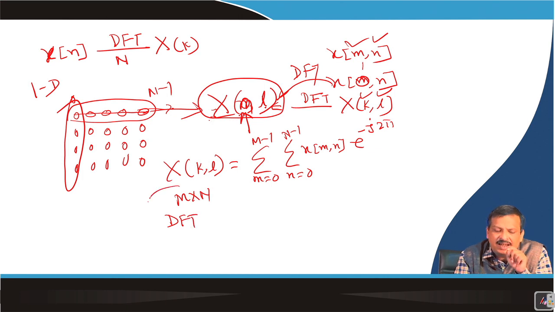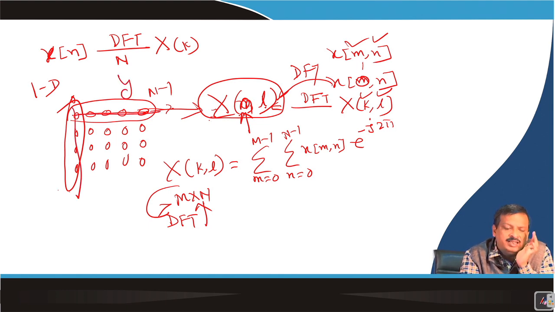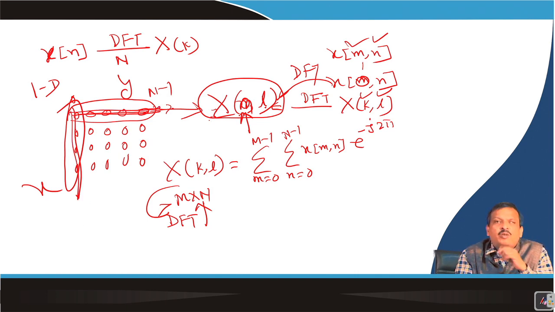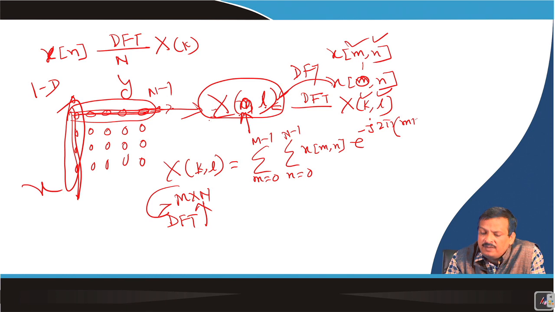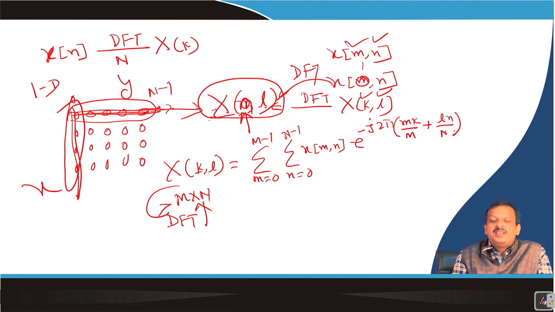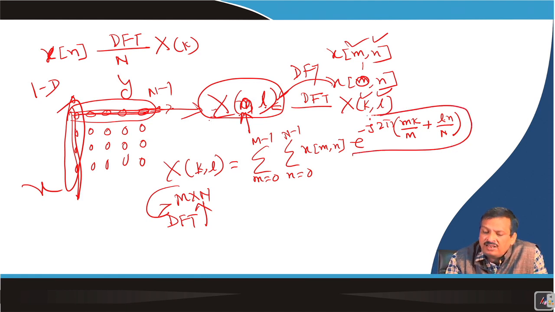x axis is the m order and y axis is the n order. So, this is my y axis and this is my x axis. So, x axis order is M, y axis order is N. On the x axis I have a value k, so I can say mk divided by M, plus on the y axis I have a value l, l into n divided by capital N. This is my basis function of 2D DFT.